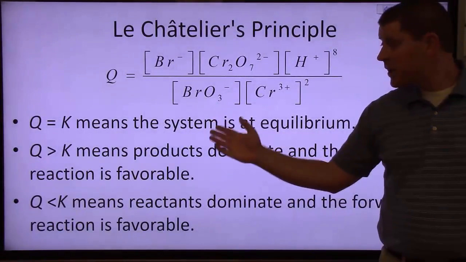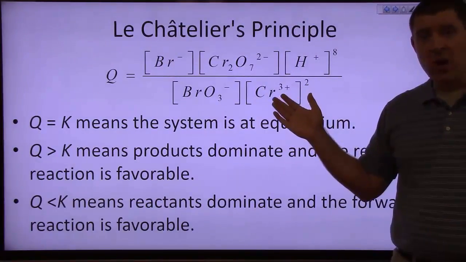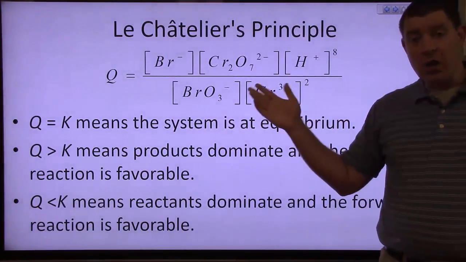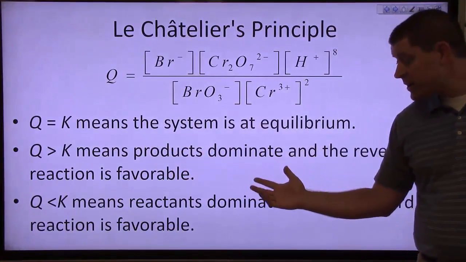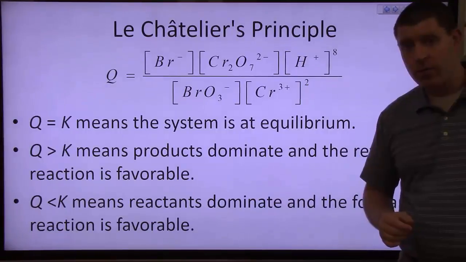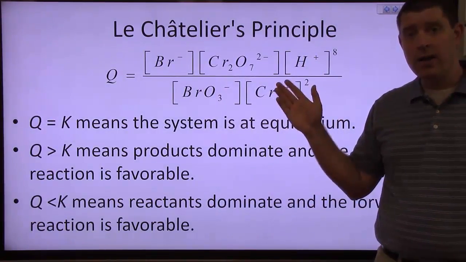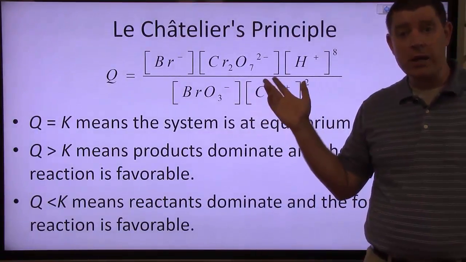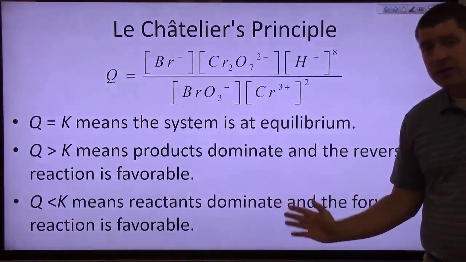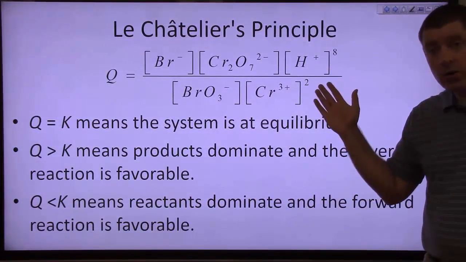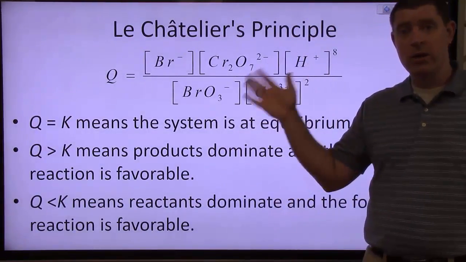So a Q equal to K means that our system is at equilibrium. The ratio of products to reactants we have at this moment is equal to the equilibrium ratio. On the other hand, Q greater than K means that the products dominate and the reverse reaction is favorable. That is, the ratio of concentration of products to concentration of reactants is higher than it would be at equilibrium. On the other hand, if Q is less than K, then the reactants dominate. Our ratio there is lower than K, and that means that our forward reaction will be favorable until we get that ratio to be equal to K.